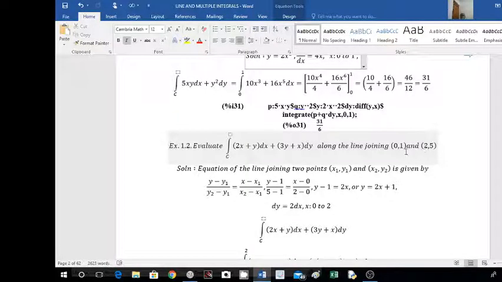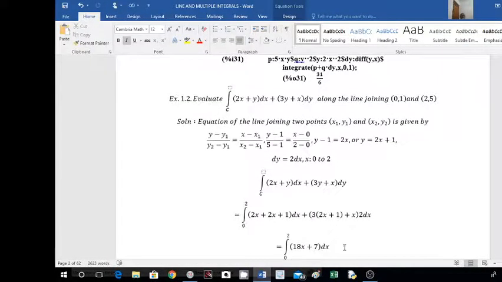If I convert in terms of y and dy, I have to take the limits as 1 to 5. These are the limits. y ranges from 1 to 5. x ranges from 0 to 2. Then we write the integral. Okay, integral 2x plus y dx plus 3y plus x dy.